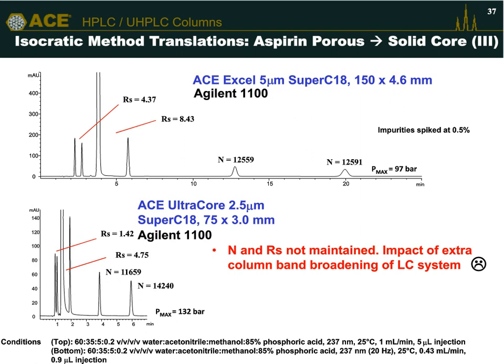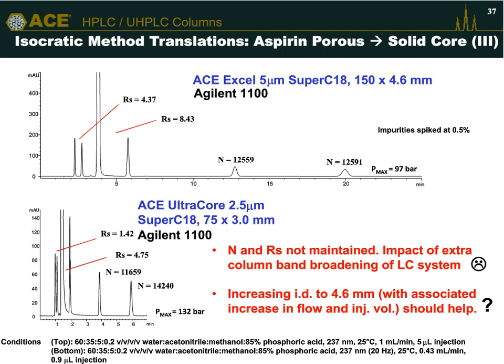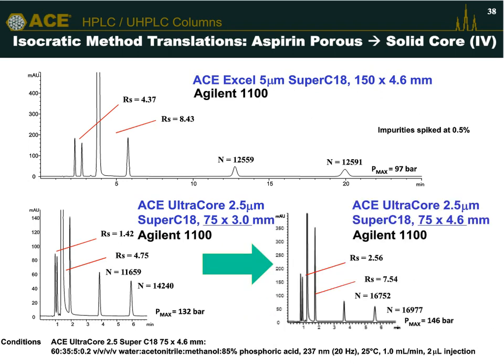So how can we fix this? Well, one option we have to fix this, if we can't change instrumentation, is that we can increase the column volume. So we could move from a 75 by 3 millimeter column to a 75 by 4.6 millimeter column. And in fact, when we do that, what we see is due to the increase in column volume, we now get back the quality of the separation. So we're still on the Agilent system, but the increased column volume now gives us back the efficiency and it gives us back the resolution.